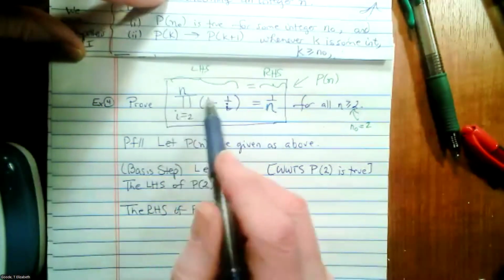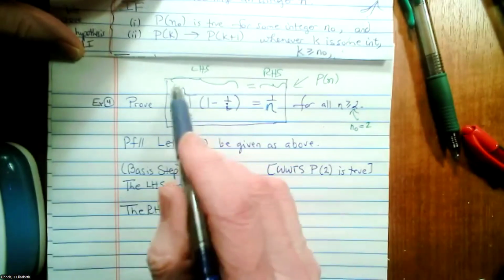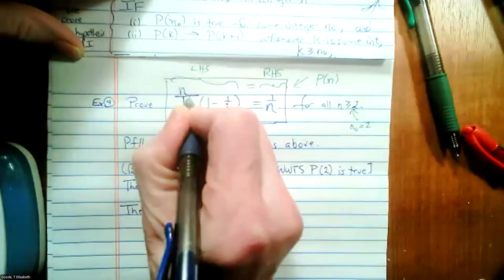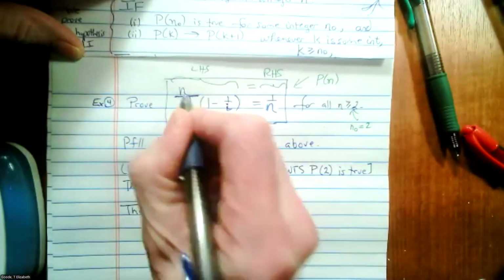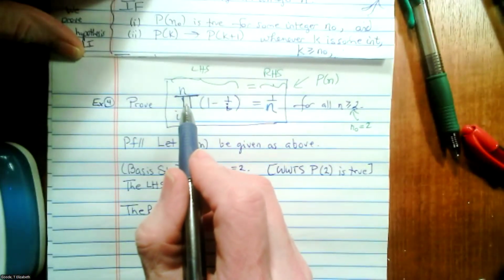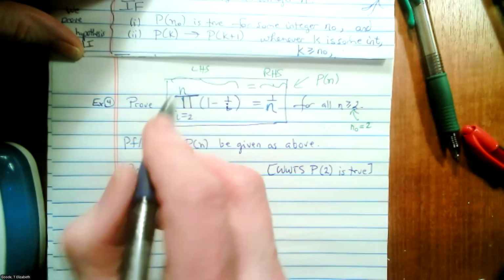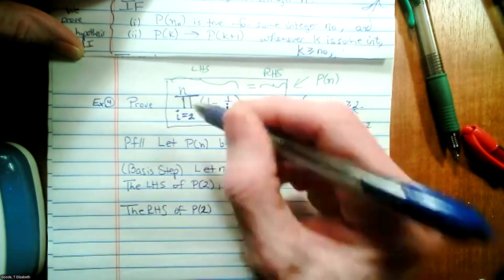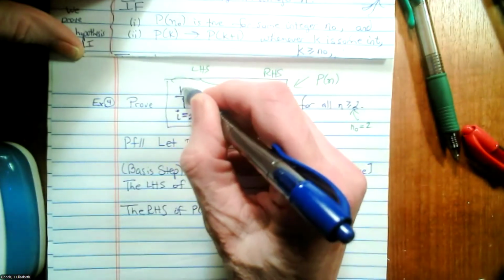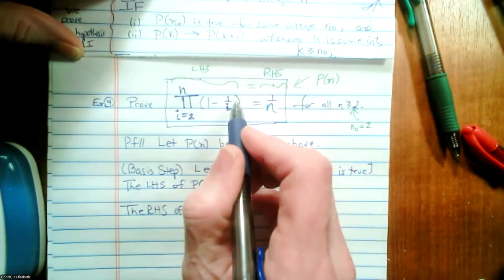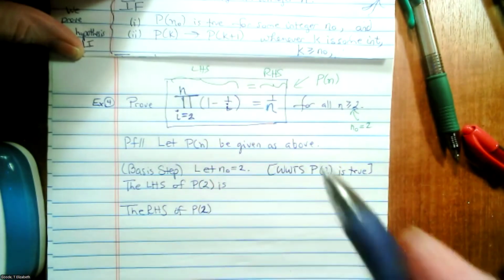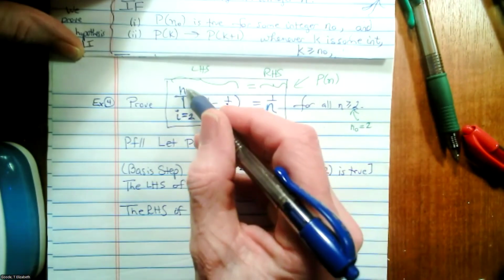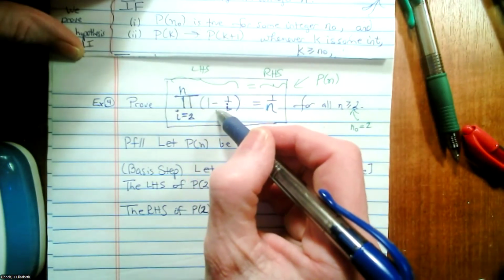Okay, let me explain how we read this sort of expression. We read product first. This is a big product. So it is the product from, start at the bottom, I equals 2 to n of, and then whatever this expression is, 1 minus 1 over I. So it's the product from I equals 2 to n of 1 minus 1 over I.